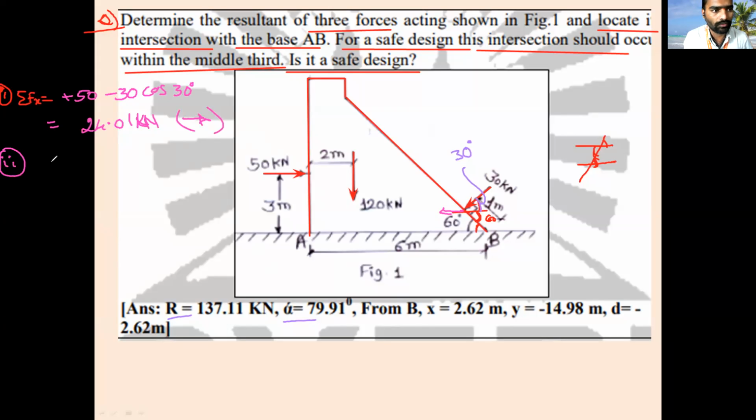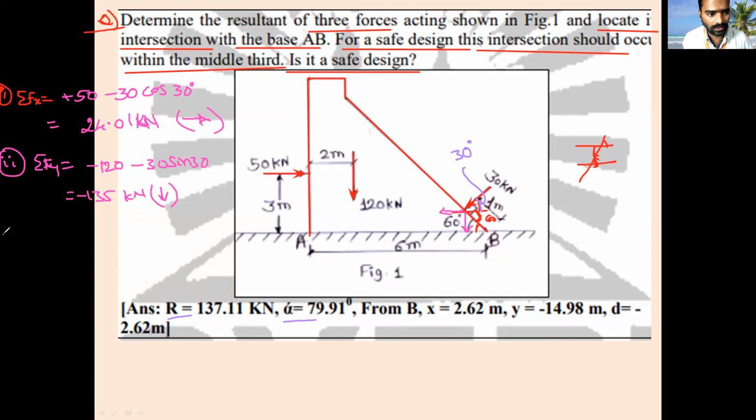Next, calculate the second one, resolving all the forces along the vertical direction, sigma Fy. This 50 kilonewton force, is it producing any vertical component? No, it will not produce. Then this 120, it will produce, in the downward direction, minus 120. Again, this 30 kilonewton is also moving in the downward direction, minus 30 sin 30. What is the answer? Minus 135 kilonewton, so it is moving in the downward direction.